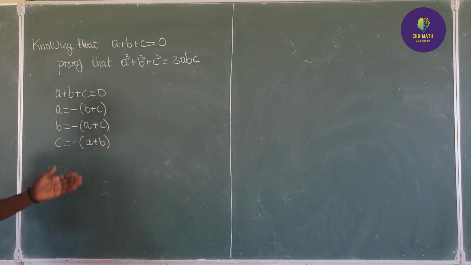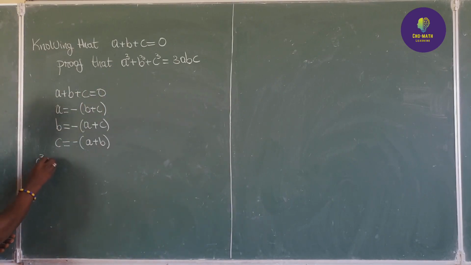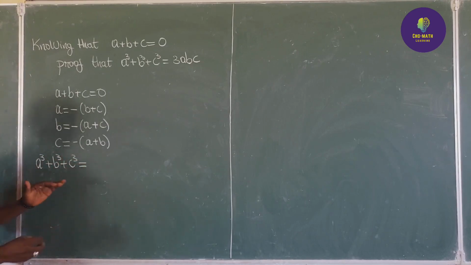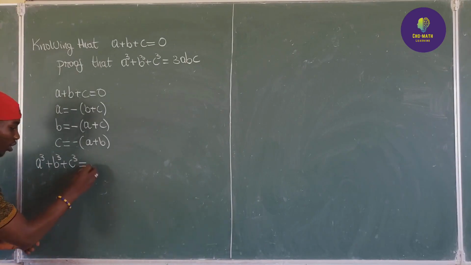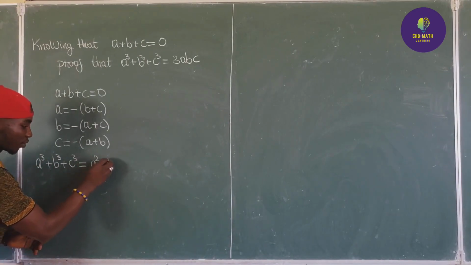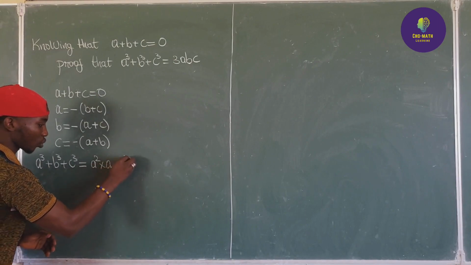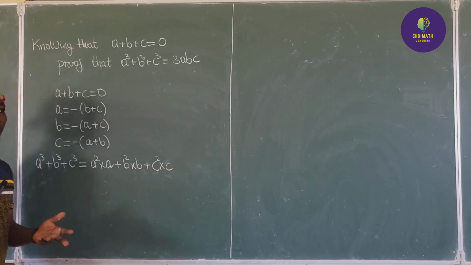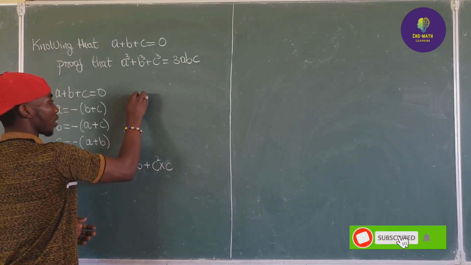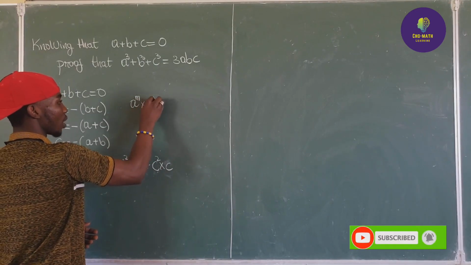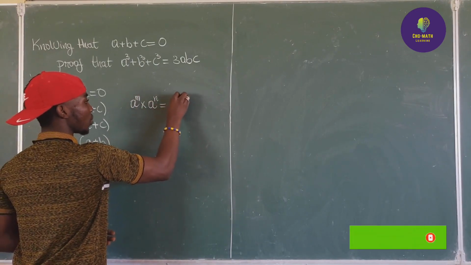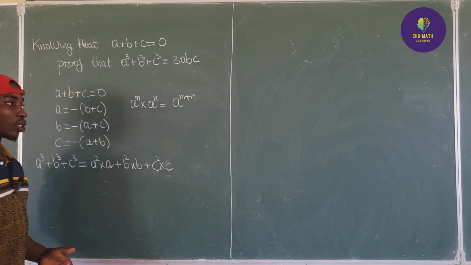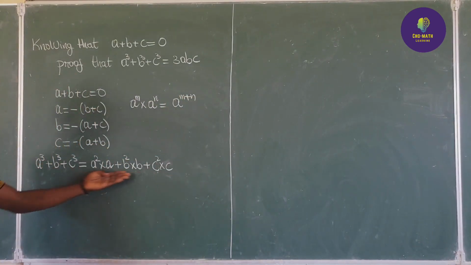Now I'm going to take this inside this equation. That is, I have a cubed plus b cubed plus c cubed will be equal here to, I'm going to do something here. Just keep watching. That's a squared times a plus b squared times b plus c squared times c. Since we know that a to the power m times a to the power n is equal to a to the power m plus n, this is what I did here to have this expression.